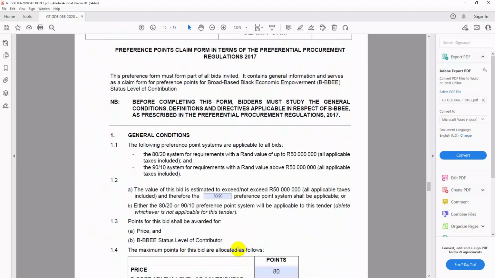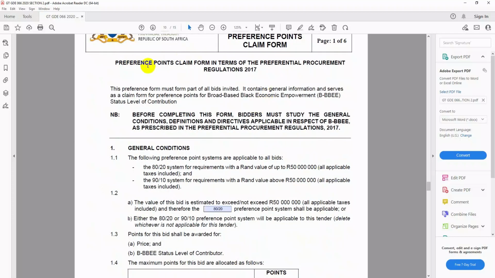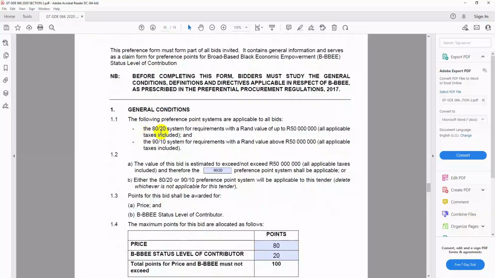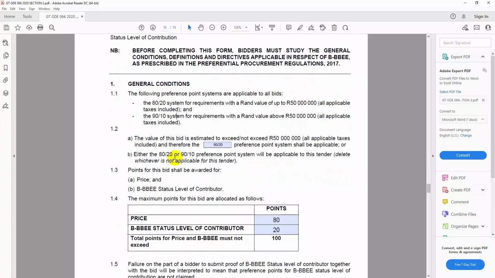So here is the BEE. They are saying preference points claim form in terms of the PPR. These are again the PPR that we referred you to go and read. So the general condition, this is the 80-20 system that I explained about: the 80-20 is up to a budget of 50 million and the 90-10 is anything above 50 million. So now for this specific one, it's 80-20. This is where they got this 80-20 from, the PPR 2017. The 80-20 is there.